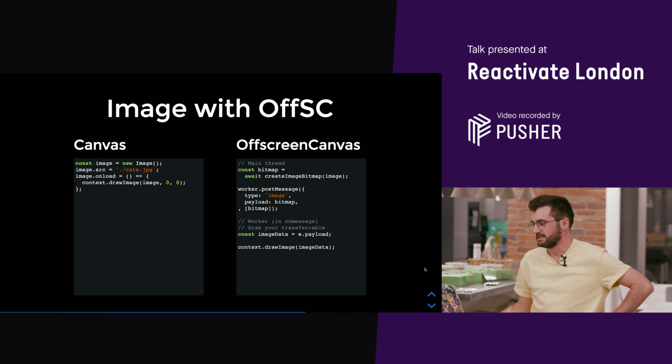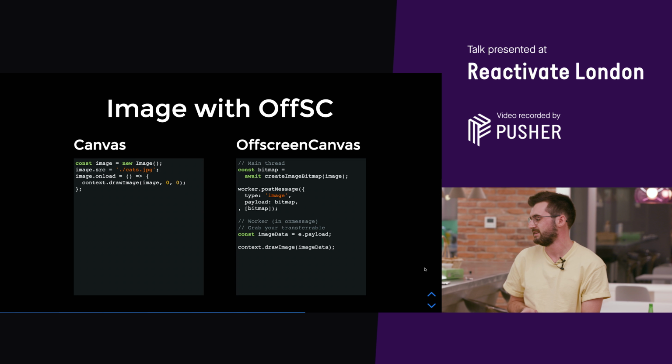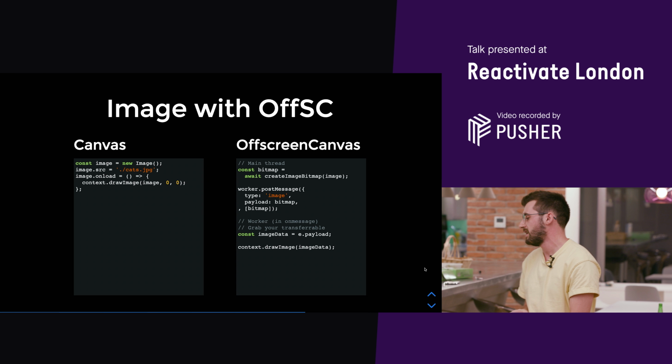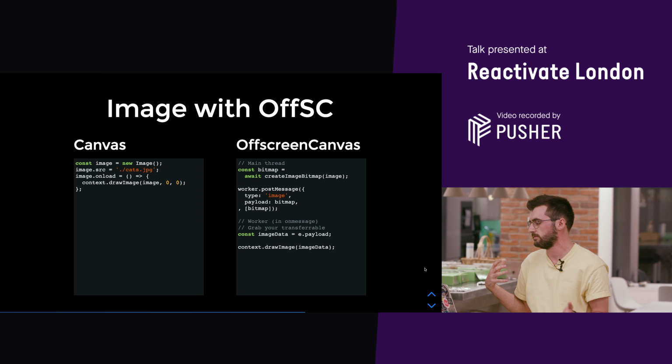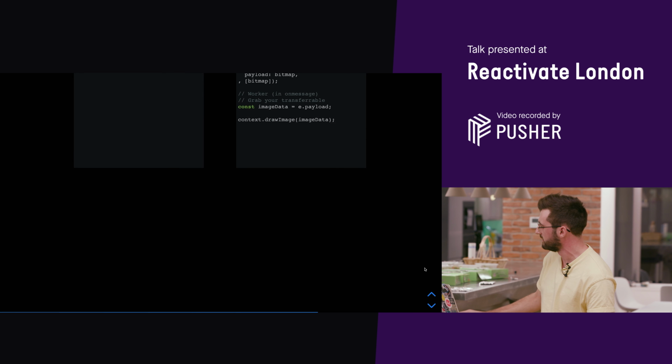So this is how you load an image with off-screen-canvas compared to your usual canvas. There's a lot more markup. What you need to do is actually create a blob or an image bitmap with an image in your main thread, post it over to your worker as a transferable, and then you've got your image in your off-screen canvas in your worker. You can also create a blob in your worker, but this was the most contrived way that I could think of, just to illustrate that this is more complicated.